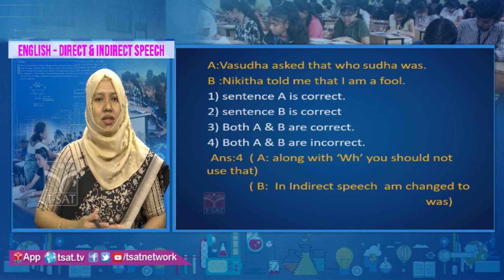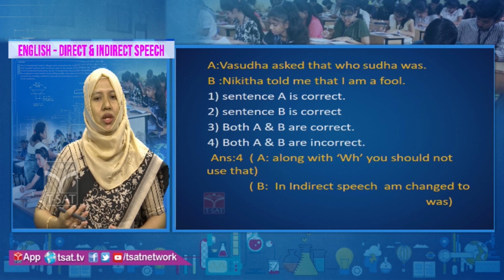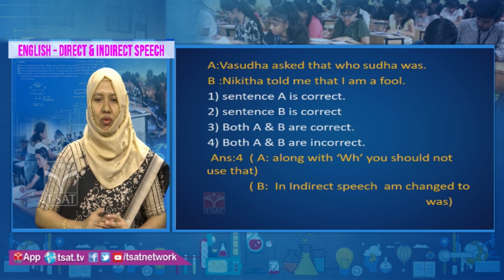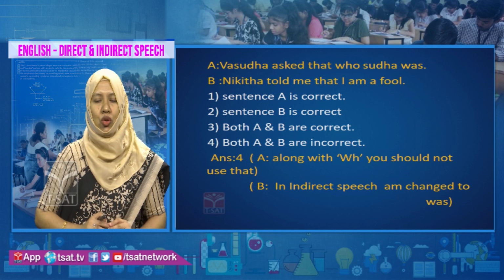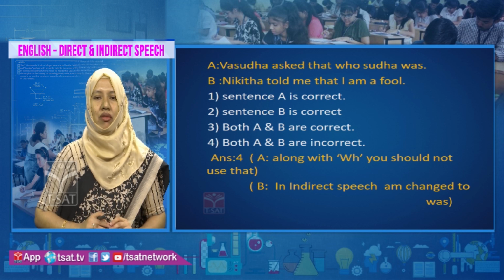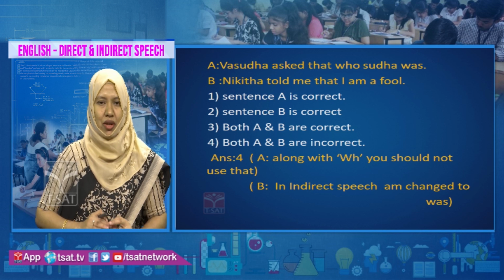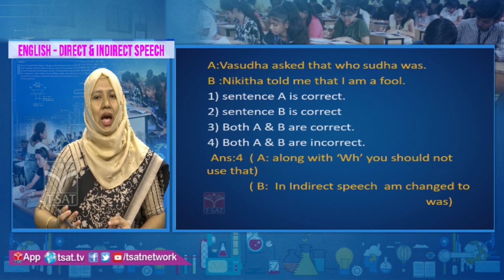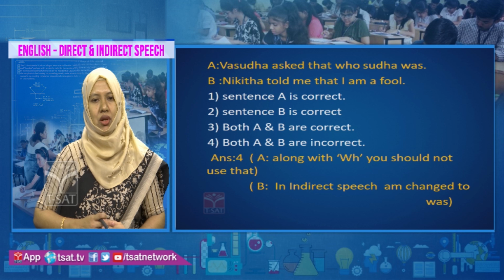Now which sentence is correct and which is wrong? Sentence A is correct, sentence B is correct, both A, B are correct, both A, B are incorrect. Now remember the rule again, along with WH words, you should not use that. Whenever the sentence is starting with a question word, you should not use that. So in indirect speech, am is changed to was. Correct option is both are correct.